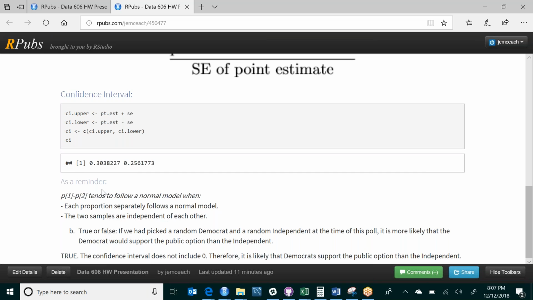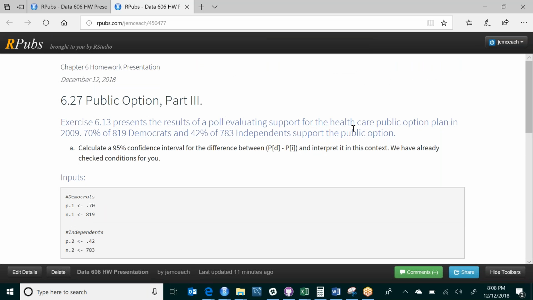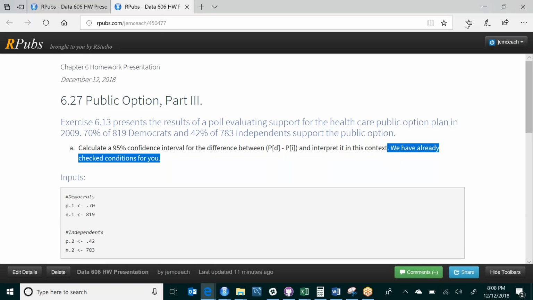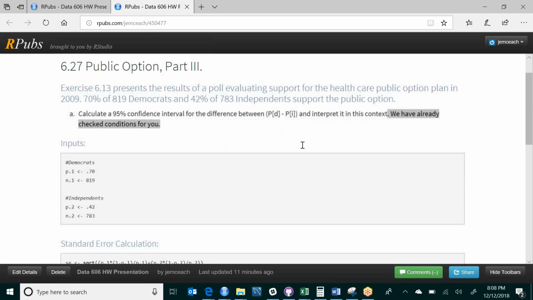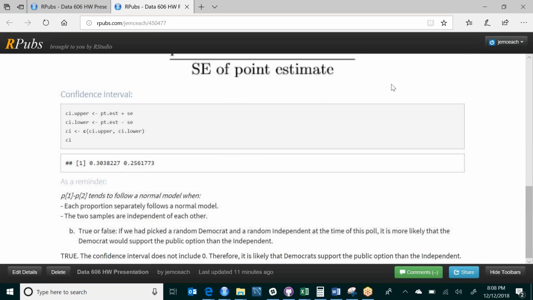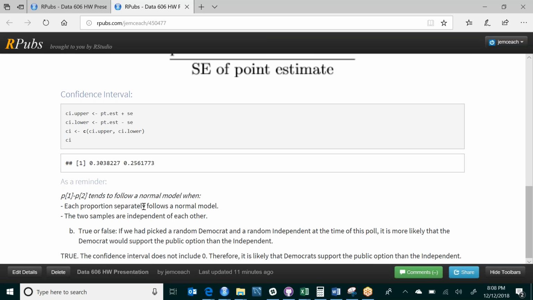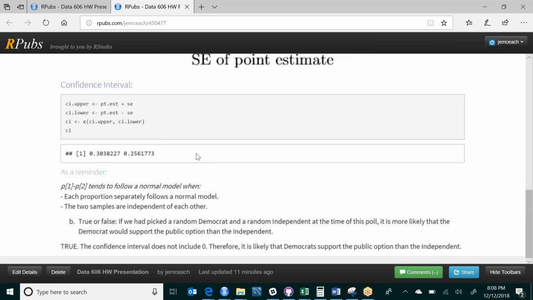I wanted to include as a reminder that at the beginning of this question, they said the conditions for inference have been met. With finals coming up, I wanted to remind us of the conditions for the point estimate P1 minus P2: the proportions need to separately follow a normal model, and the two samples need to be independent of each other. Democrats and independents being sampled, we would assume they are independent of one another.